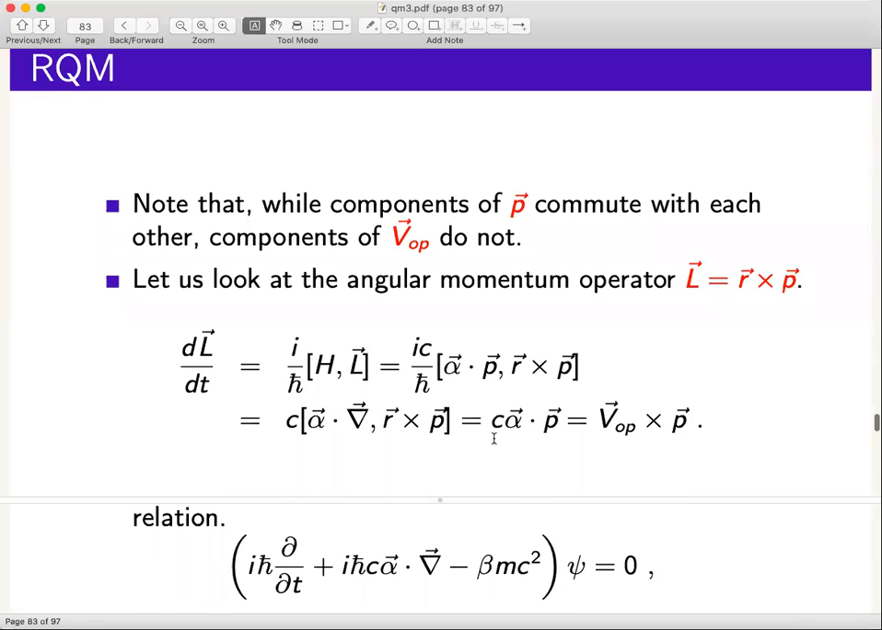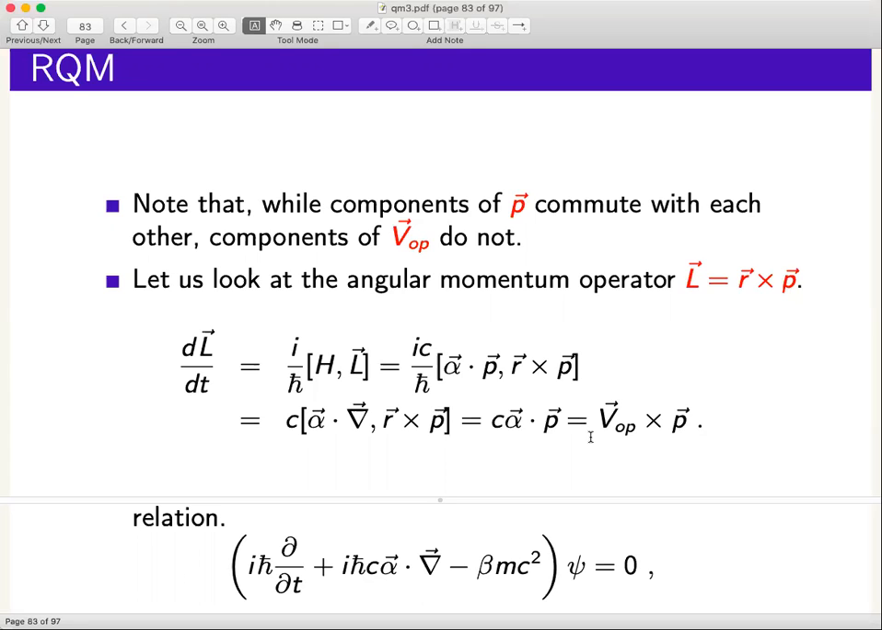But this c times alpha dot p, oh wait a minute, I should have got alpha cross p, sorry, this is a mistake. It should be c times alpha cross p, because of this cross product. But c times alpha is a velocity operator, right? So you get an answer that dL by dt is the velocity operator cross p.